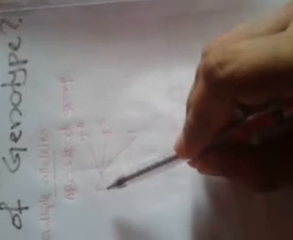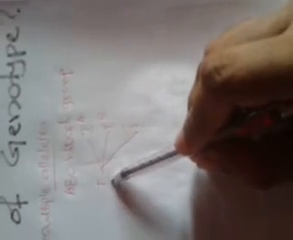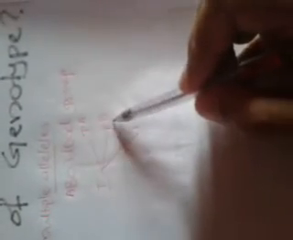Normally, a single gene has two alleles, either dominant or recessive. But in this case, the blood group is controlled by a gene called capital I, which has three alleles IA, IB, and small i. So a total number of 6 genotypes are possible from these three alleles.